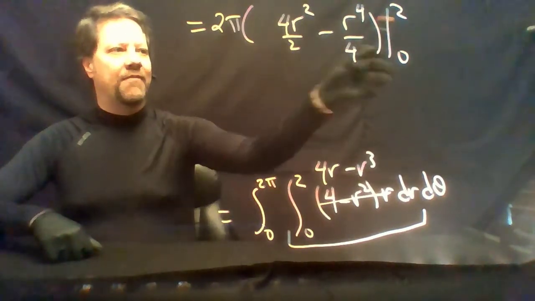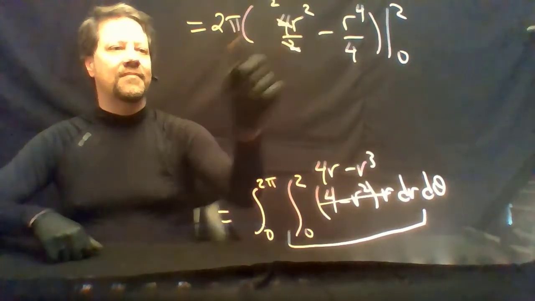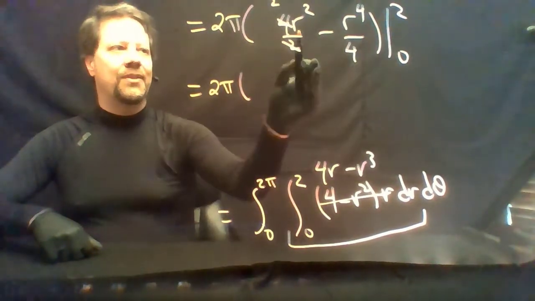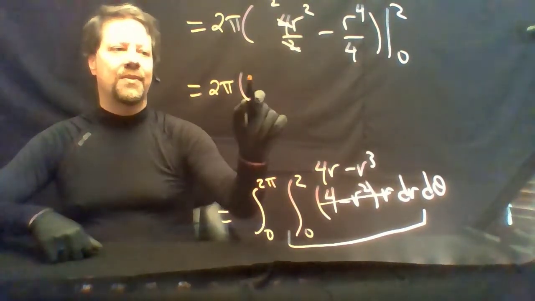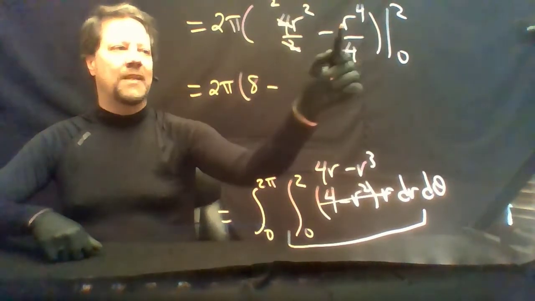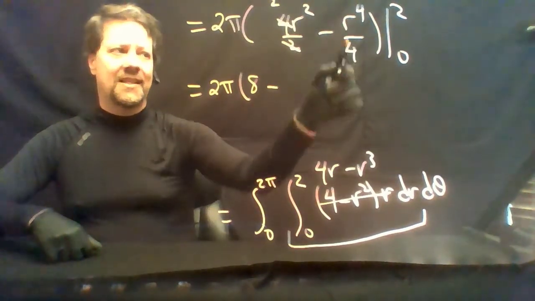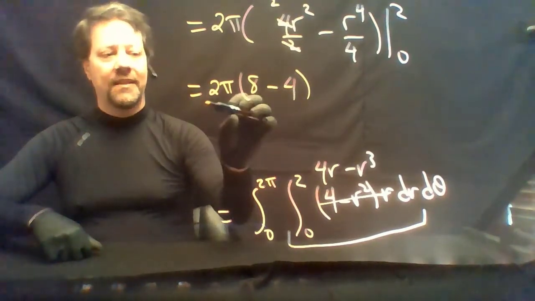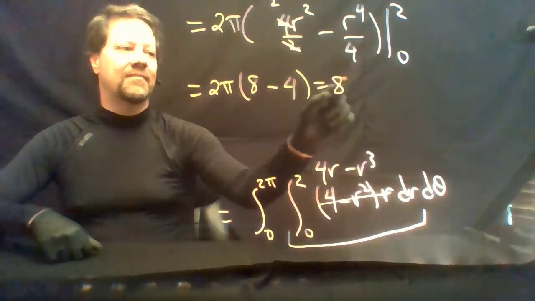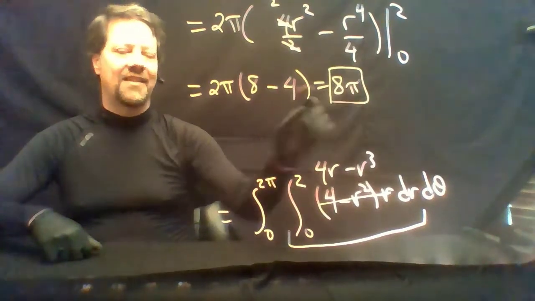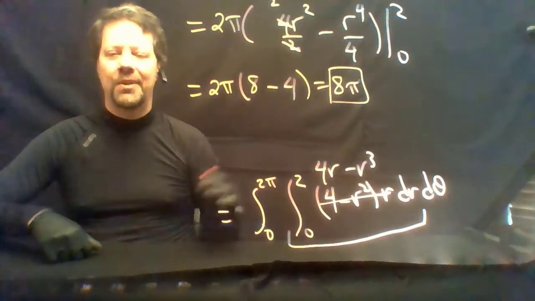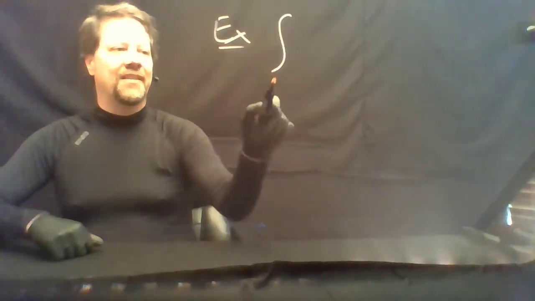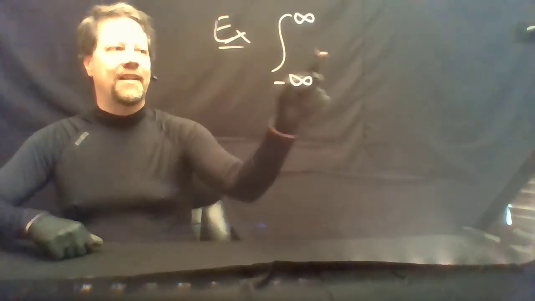What do we get when we evaluate? Plugging in, 2 squared is 4 times 2 is 8, minus 2 to the 4th is 16 divided by 4 is 4. 8 minus 4 is 4 times 2 is 8. 8 pi is the volume. 8 pi cubic units.